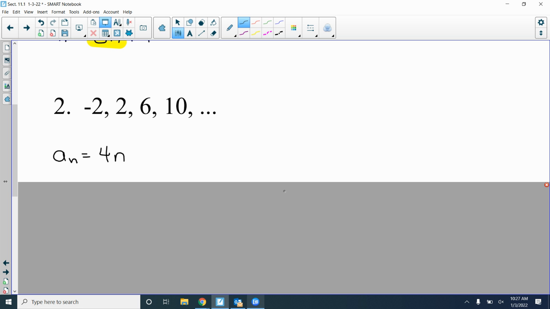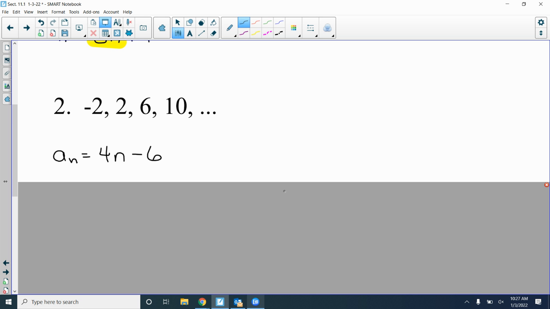So a sub n equals 4n. But now if you just do 4n, it doesn't work, right? Because 4 times 1 is 4. You've got to add or subtract something. What do we have to subtract here? 6. Now, does 4n minus 6 work for all terms? Yeah. All right, so there's your general term. Following me? All right. So 4n minus 6 would be my general term.